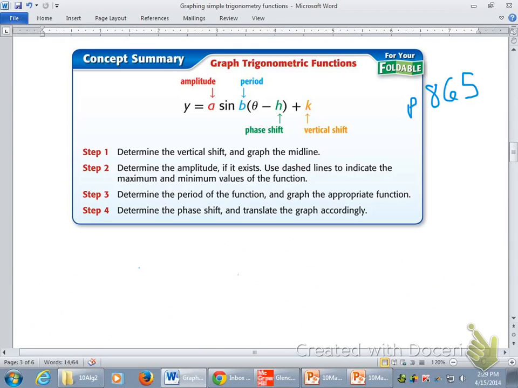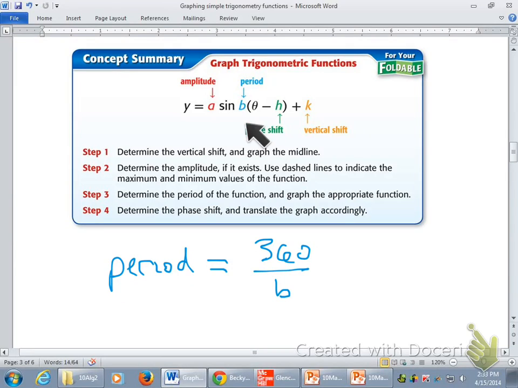But I do want you to realize that on page 865, there's a good way to look at this, and that's what we're going to practice with right now. We're going to practice this from 865, knowing the amplitude is in front when you multiply. Period is if you multiply theta, or x. A phase shift happens if you subtract or add from theta on the inside, and a vertical shift moves the midline up and down. And that's what we're going to look at next.